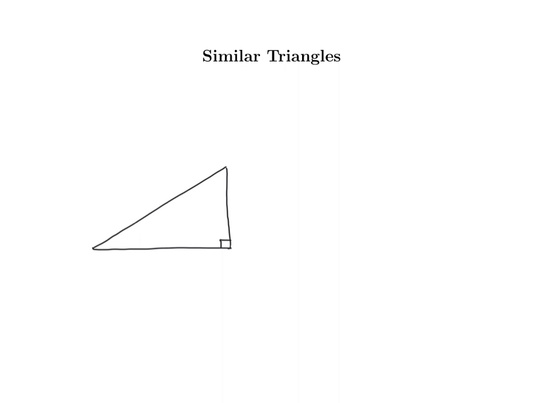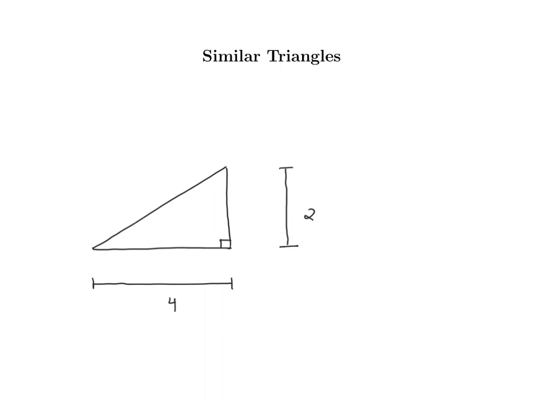Before moving on to the next example, I'd like to do a quick review of similar triangles. In this right triangle down here, let's assume that the length of this side here is equal to 4. So the distance from here to here is 4. And let's say the length of this side is equal to 2.